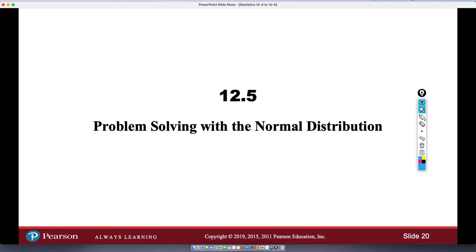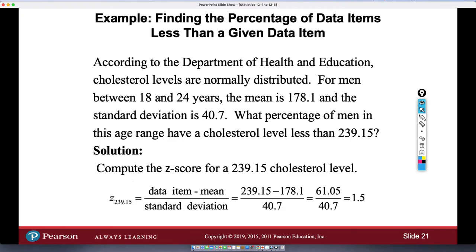So now we're going to do a little bit of problem solving, and again, we're going to use our online calculator to do most of this. And I'm going to show you. So here's one. According to the Department of Health and Education, cholesterol levels are normally distributed for men between 18 to 24 years. The mean is 178.1, and the standard deviation is 40.7. So that's a cholesterol reading.